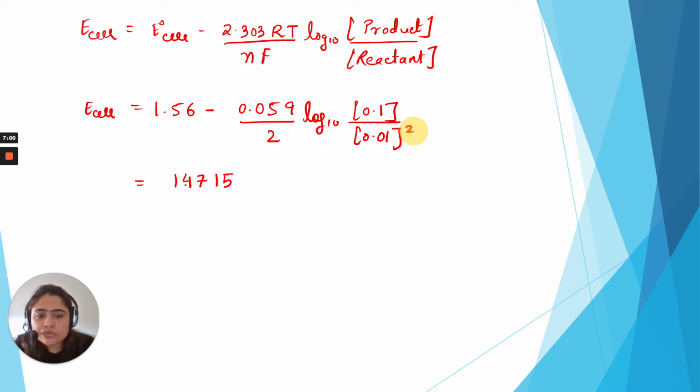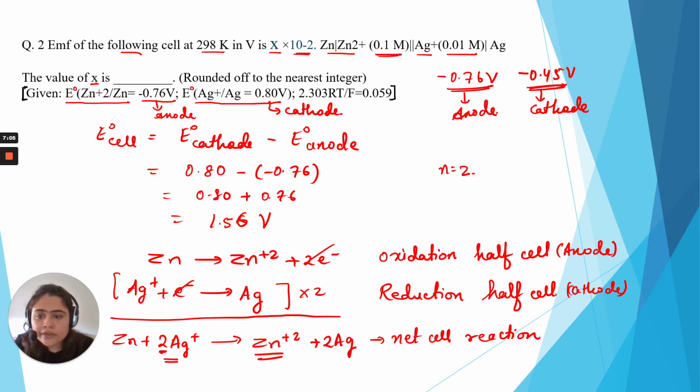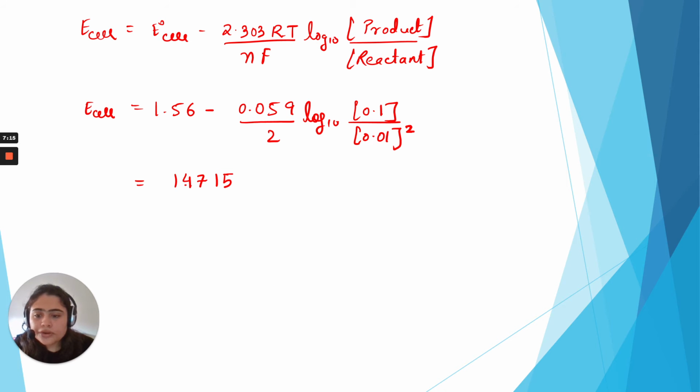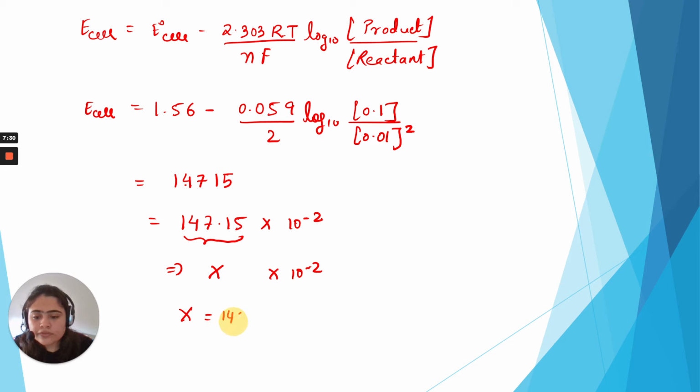Whatever coefficient is there, we need to raise it to the power 2. After solving this we'll get 1.4715, but we need to find the value of EMF in the form x into 10 power minus 2. So we will convert it into 10 to the minus 2 form. If we write 147.15, we can write it into 10 power minus 2. So this 147.15 is the value of x. Okay, so x is coming as 147.15. This is the answer of the required question.